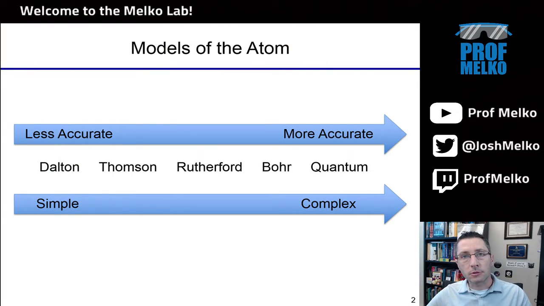So here I've listed the different models of the atom that we'll cover in this lecture and the next lecture. For this lecture, we'll start with Dalton, go through Thomson and the Rutherford atom. Next lecture, we'll get into the Bohr model of the atom and the quantum mechanical model, which is our current model. So moving from left to right here, they're getting more accurate, but also more complex.